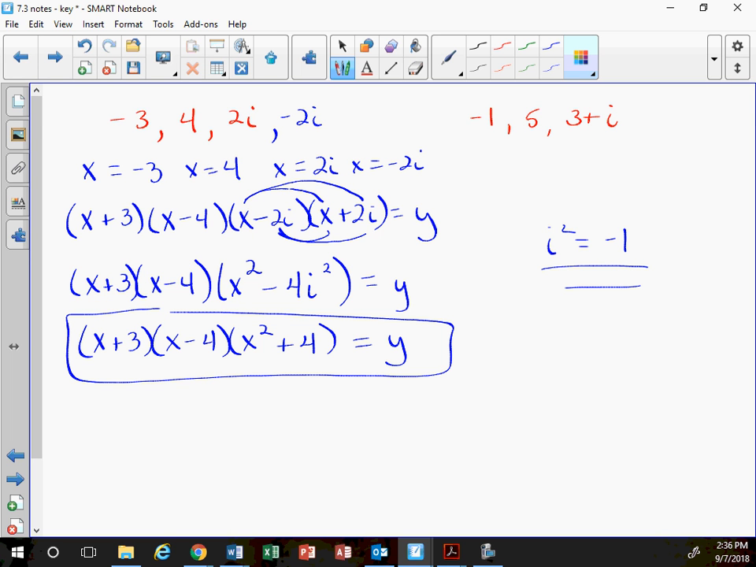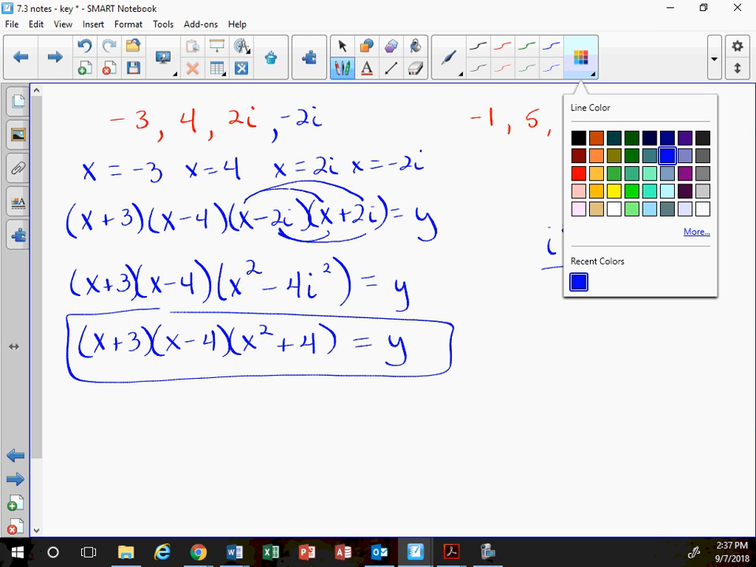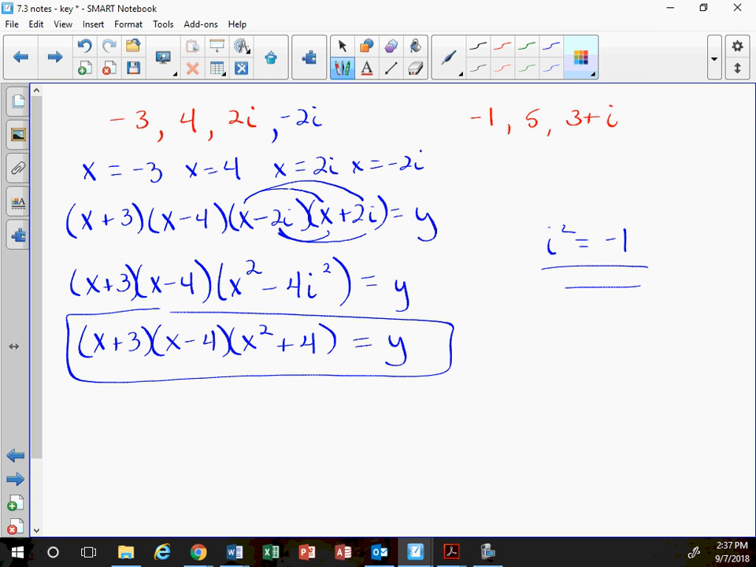You do not have to multiply this out all the way to a 4th degree polynomial. Just stop once the i's are gone. It's technically not a polynomial until the imaginaries are gone. Okay? Questions on the first one? Second one is just a little bit harder, but not too much. I didn't leave myself enough room, so I'm going to go down here.